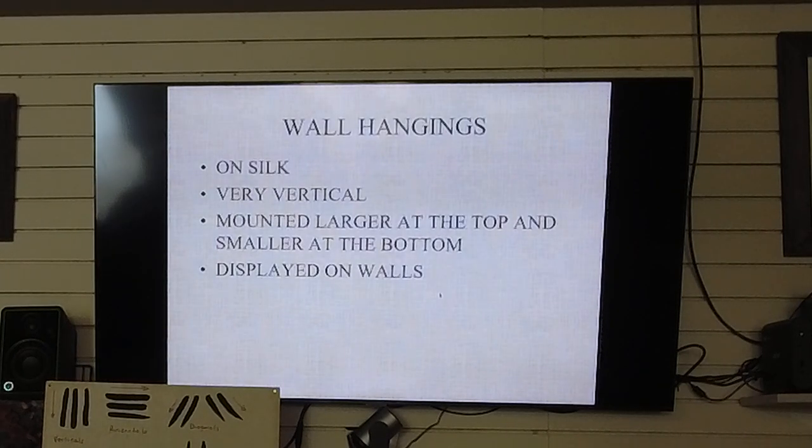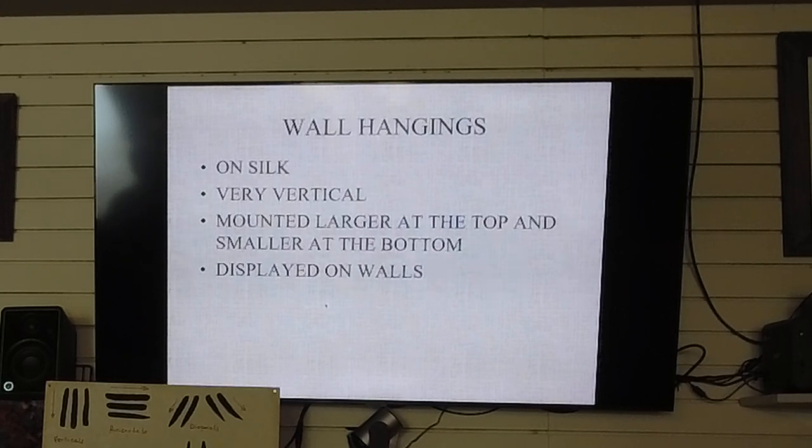Okay, now we'll go on to wall hangings. Like I said before, they're on silk. They're very vertical. This is another difference between us and them: the way they mount their wall hangings. The way we mount things is we usually have it like this. It's got small, big, usually even on the sides. Or it could be even. But this is always bigger. This is a complete reverse of what they do, and I'll show you that when we get to some of the pictures and why they do that.